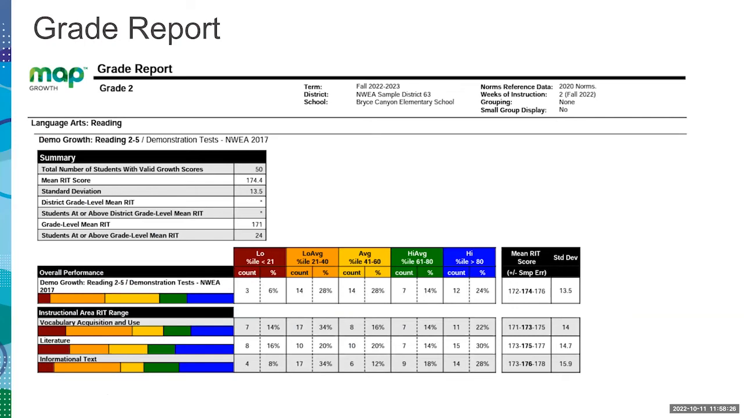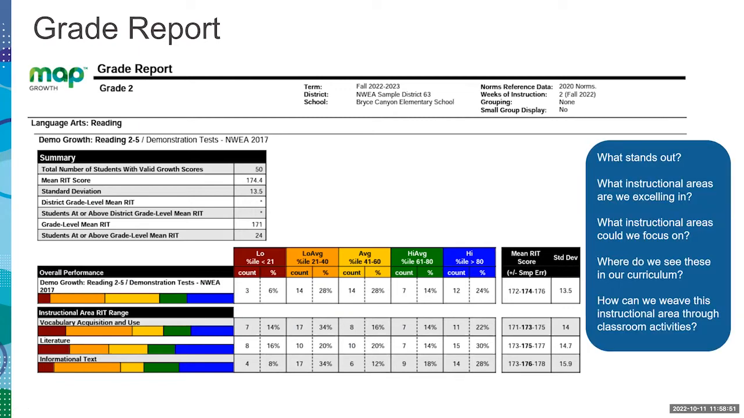From there, if you are working with a PLC or a grade, the grade report is nice. I personally like it for the beautiful color coding down here. This is my Sandbox generic account. These instructional areas are specific to state standards. If you're able to be in a PLC, especially in the fall, after they've taken their data, they're looking at their grade level data, asking questions like, what stands out to you? What instructional areas are we excelling at, and what do you attribute that to?